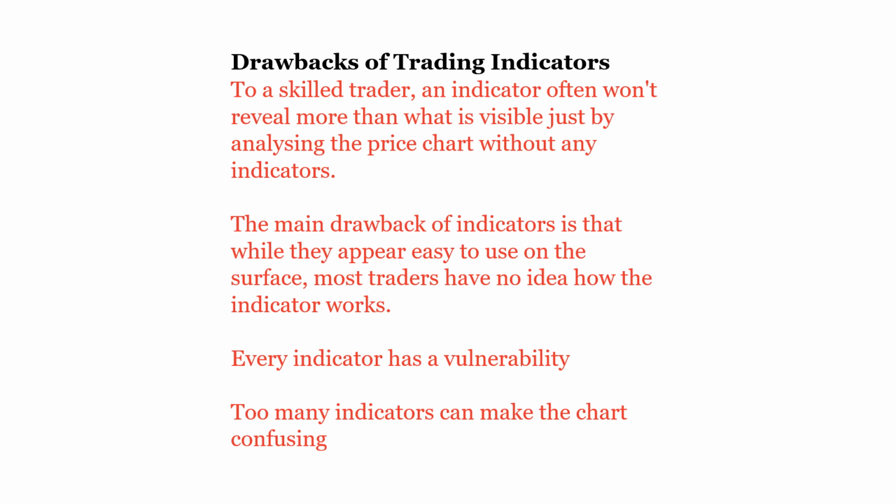Let's look at the drawbacks of trading indicators. To a skilled trader, an indicator often won't reveal more than what is visible just by analyzing the price chart without any indicators. The main drawback of indicators is that while they appear easy to use on the surface, most traders have no idea how the indicator works. So they don't know when the indicator will provide good signals and bad signals. Every indicator has a vulnerability, something that makes it likely to provide trade signals at the wrong time, or not provide a trade signal at the right time.